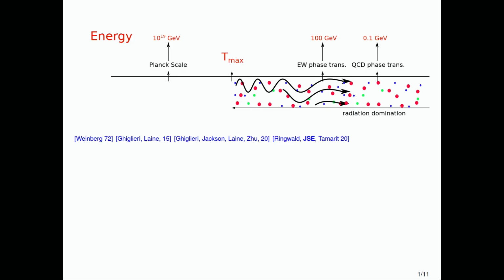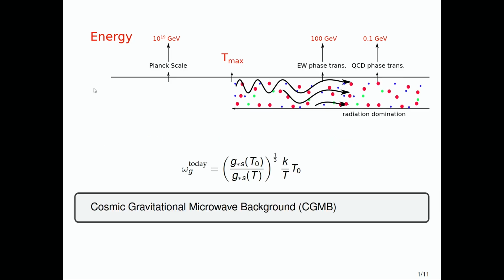Okay. So the main point is that because you're in the radiation-dominated phase, you redshift the gravitational waves that are produced at different temperatures or different times to more or less the same frequency today. So this is written here. Here's the frequency today, and here's the redshift.